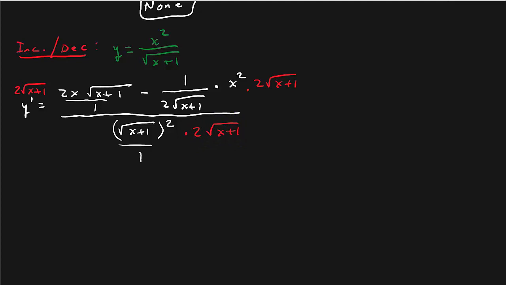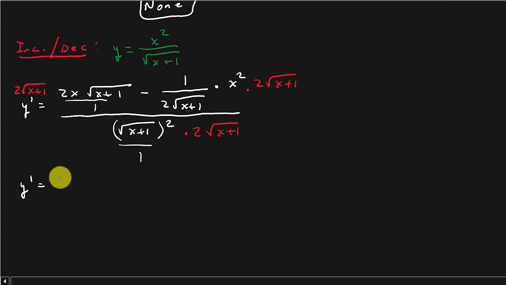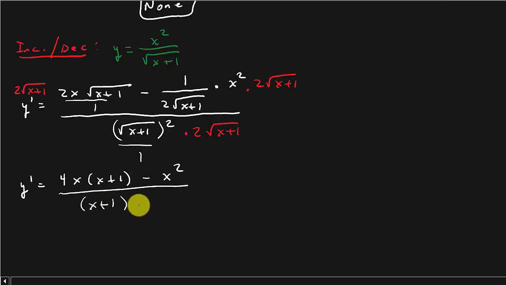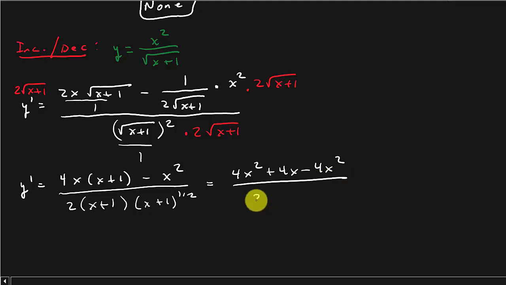All right. And so that is going to give us y prime is equal to 4x times x plus 1 minus x squared. And that's going to be over x plus 1 times, and there's going to be a 2 there, and that's going to be times x plus 1 to the 1/2. So I just changed square root of x plus 1 to a 1/2 power. All right. And so that's going to be 4x squared plus 4x minus 4x squared over 2 times x plus 1 to the 3/2.